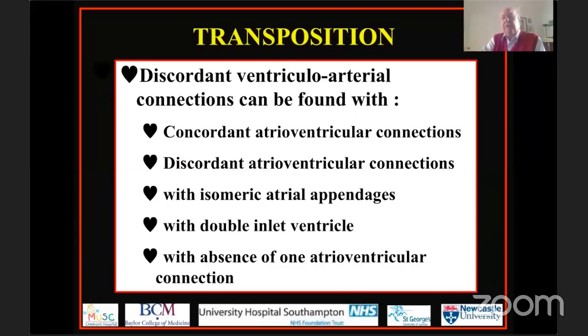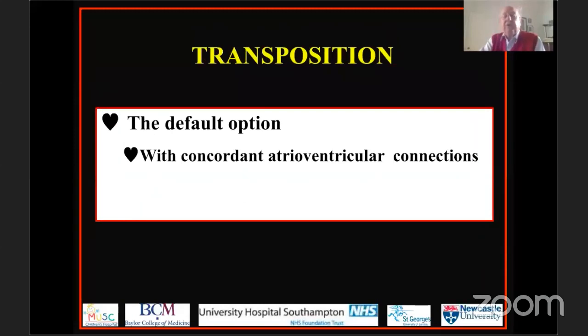And there's another functionally univentricular heart in which one of the atrioventricular connections is absent. This, of course, on the right side is classical tricuspid atresia. And we can also find that with transposition, although typically in the setting of tricuspid atresia, the ventricular arterial connections are concordant. And we'll also discuss that when we move on to look at functionally univentricular hearts.